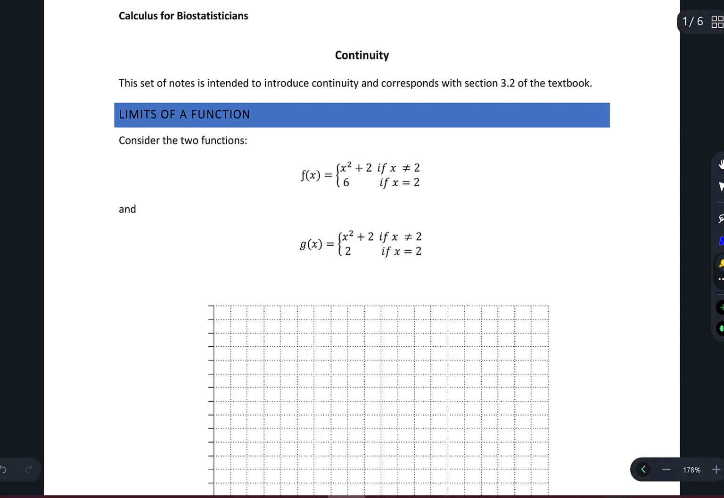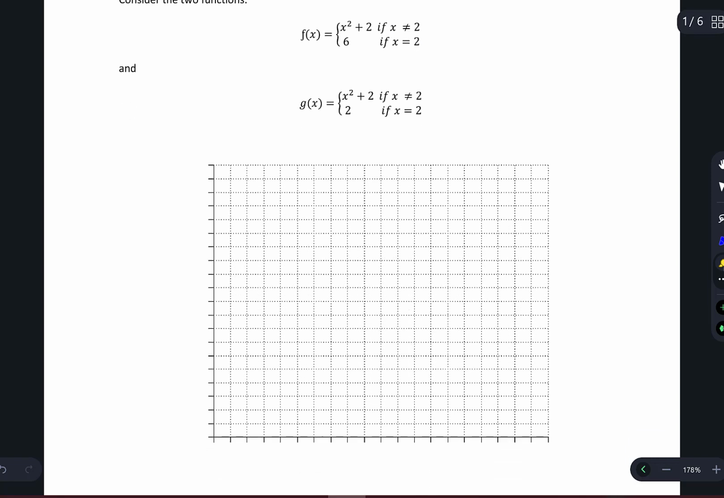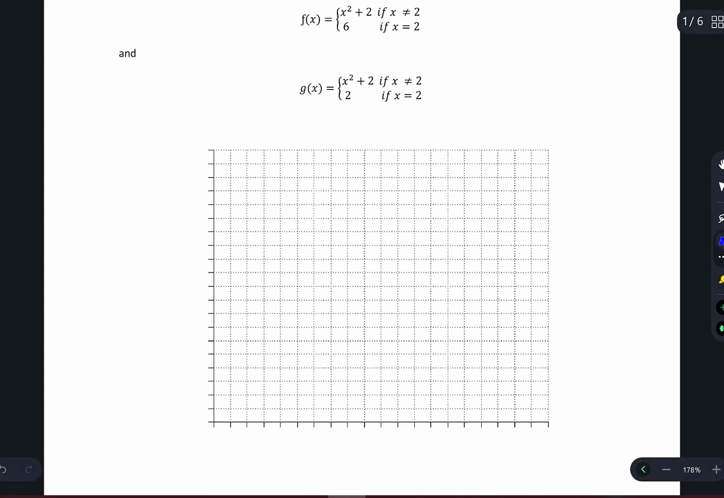But when x is equal to 2, we see that f of x is equal to 6 and g of x is equal to 2. So to start out, to compare these two functions, let's start by creating a plot.